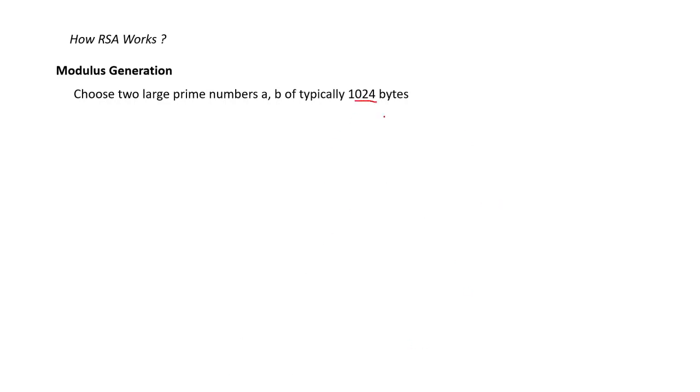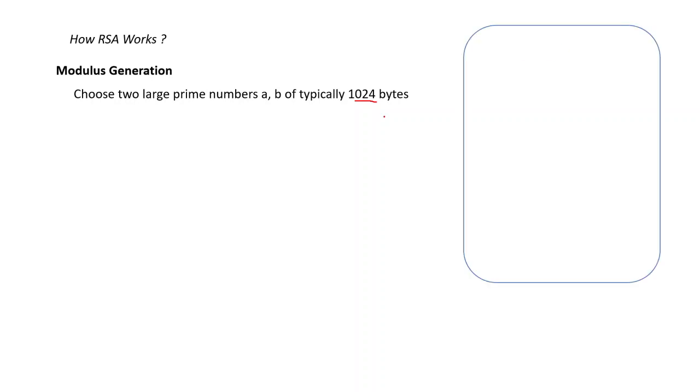Side by side we'll walk through an example implementing this algorithm. Let us consider A is 3 and B is 11. These are prime numbers, but definitely not very large prime numbers. I've chosen relatively small prime numbers just for ease of calculation. Next we need to calculate a number n, which is the product of A and B. In our case, n will be 3 into 11, which equals 33.